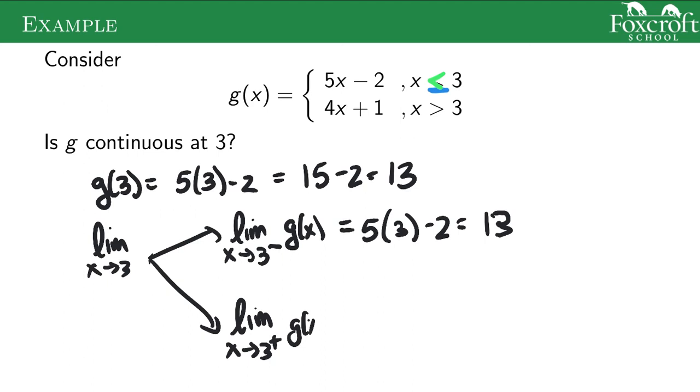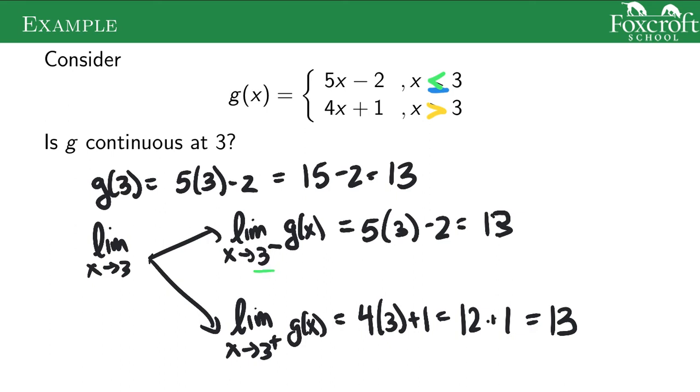On the right side of 3, you're using numbers that are just greater than 3, so I'm going to plug that into the bottom part. That's 12 plus 1, which is 13. We have our two one-sided limits, and they're both equal to 13. So the full limit is also equal to 13. My full limit does exist and it's equal to 13.